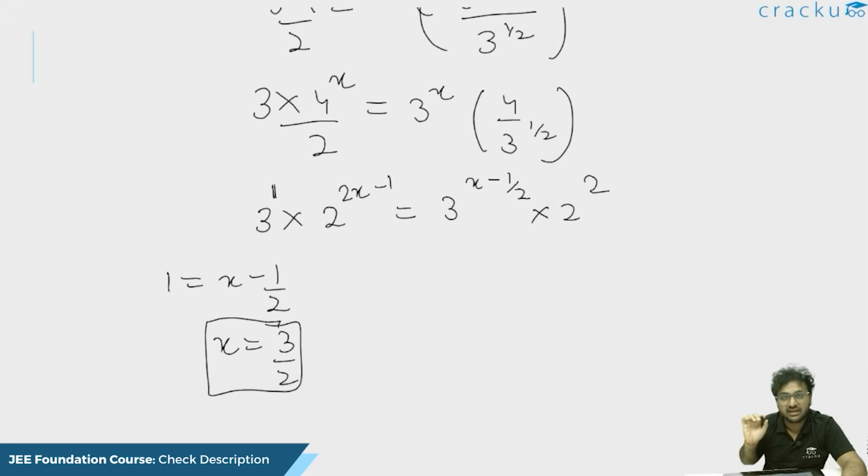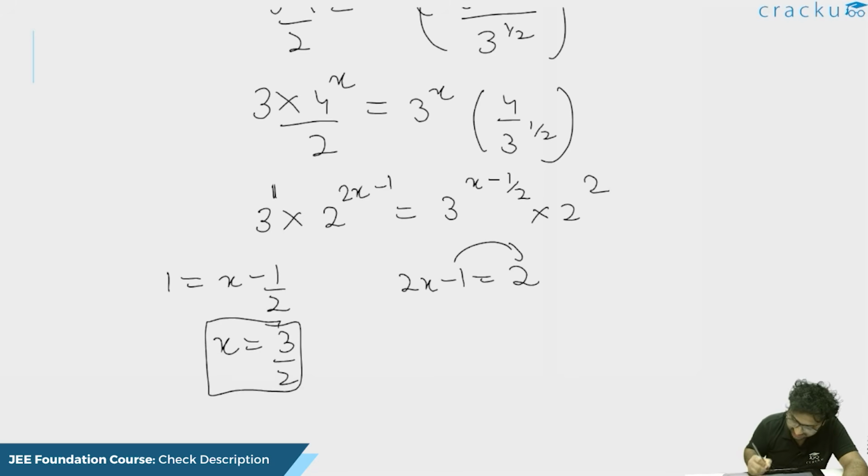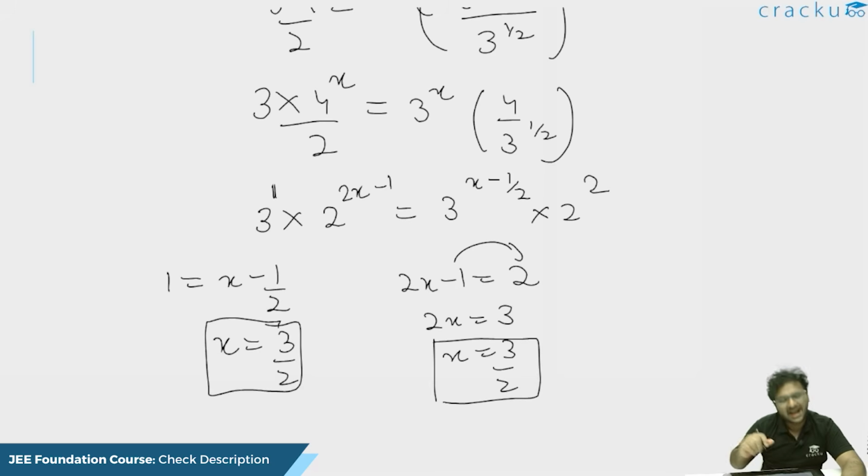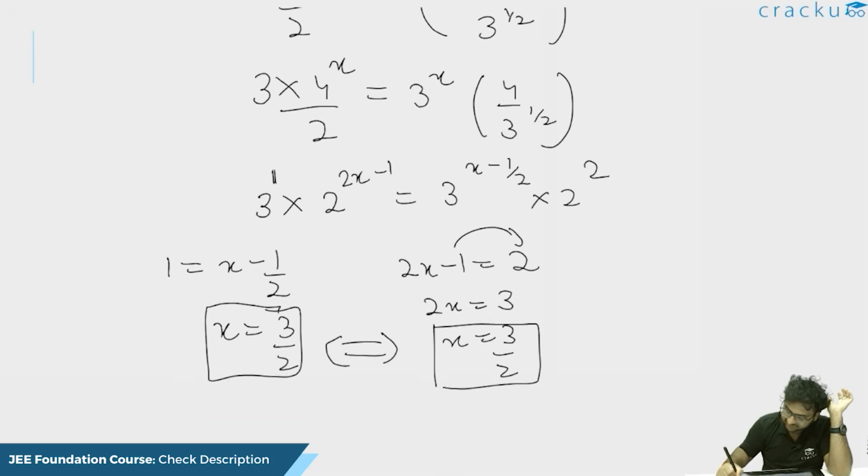Or we can compare the coefficient of the power of 2 also. So 2x minus 1 is equal to 2. So 1 will go this side, and we get 2x equal to 3, so x equal to 3 by 2. See, if we do either one, it is absolutely fine. I just showed you that by both methods we get x as the same value. So x equal to 3 by 2. Now let us look at the question.